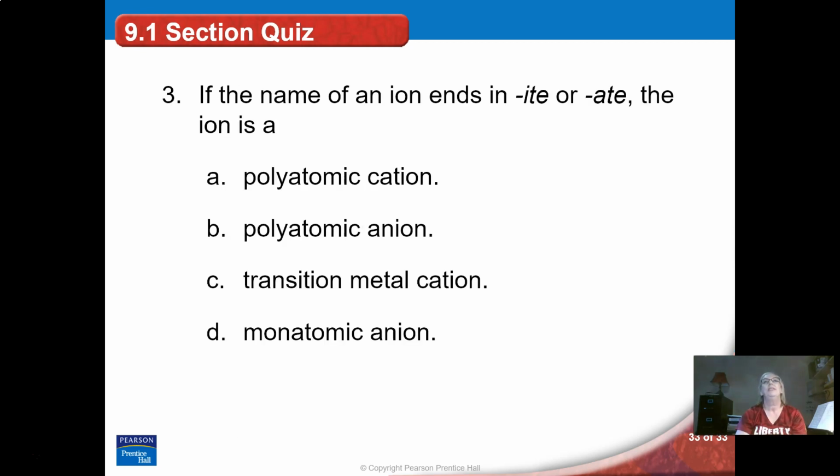Last question. What do ites and ates have? Ites and ates have oxygen and they're polyatomic anions, and then we're going to have to start memorizing these. So start memorizing those, make some flashcards, and it'll help you a lot in this class.